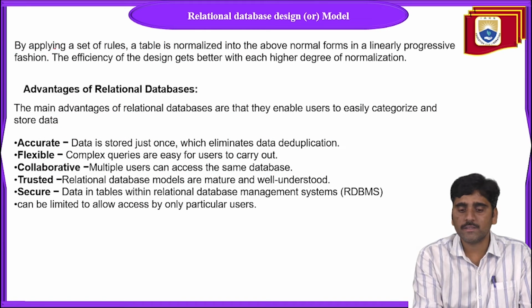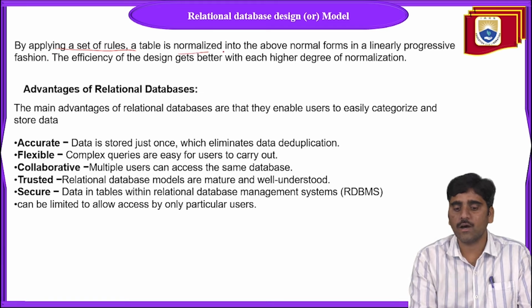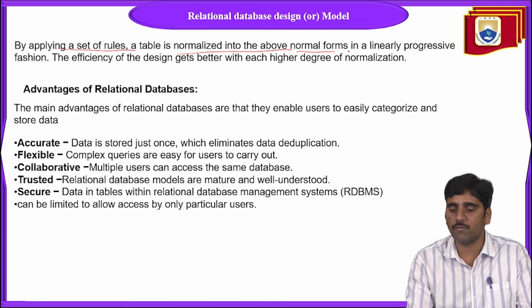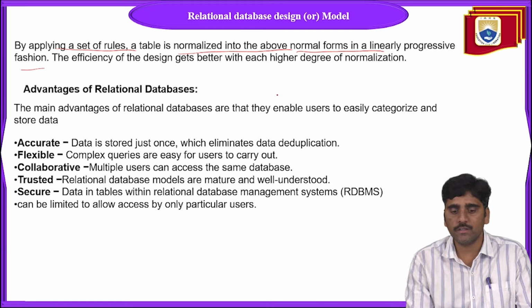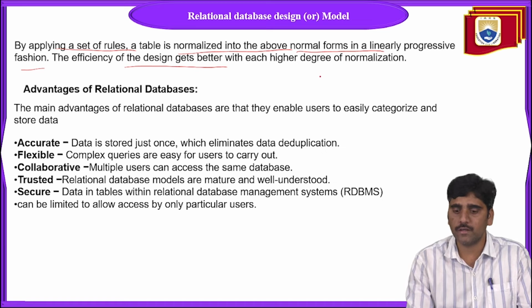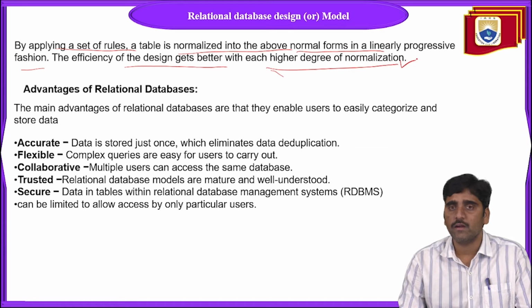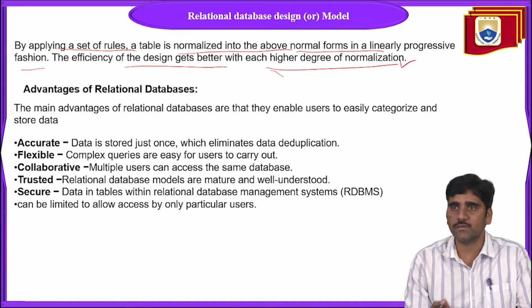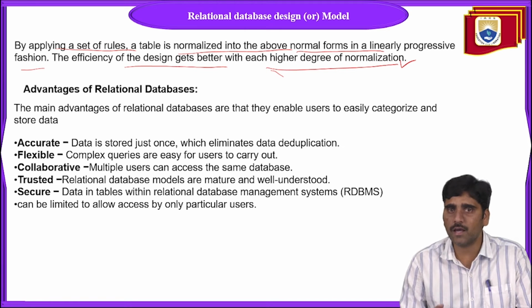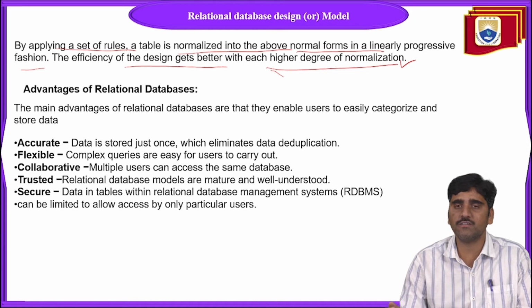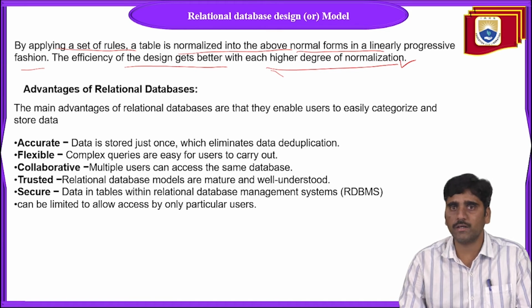So by applying a set of rules, a table is normalized into the above normal forms in a linearly progressive fashion. The efficiency of the database design gets better with each higher degree of normalization. So whenever the degree of duplication is less, then automatically the data is going to be more effective. That means the efficiency of the design is better.